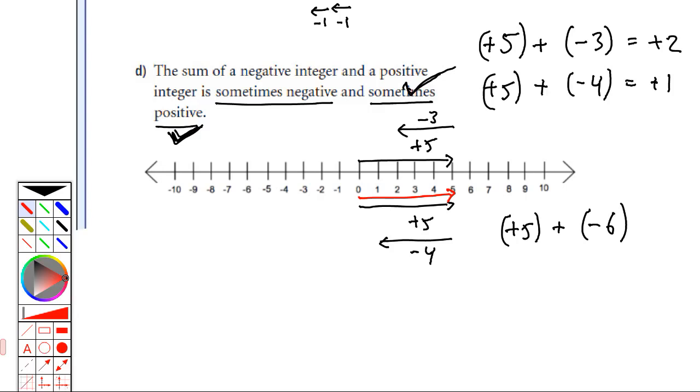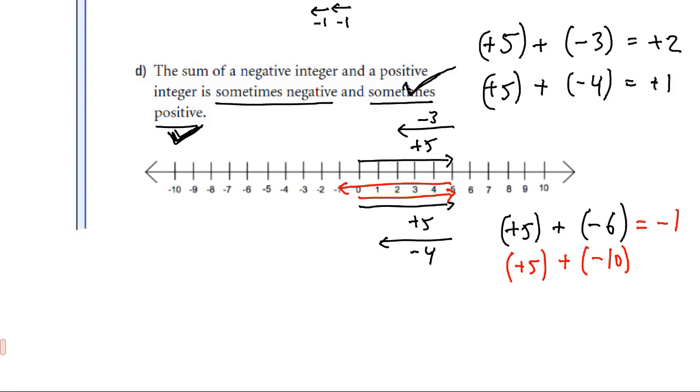So again, negative 6 is going to go left, so there's negative 6. That brings me to minus 1. So in this case, my answer is minus 1. Let's try another one. Positive 5, let's do a bigger one. Adding minus 10. So I'll do this one in green.